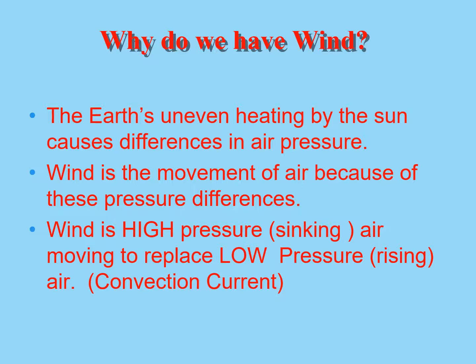So the big question is, why do we have wind? What is convection's part in the reason we have wind? Well, here goes that sentence again. The Earth's uneven heating by the sun causes differences in air pressure. Wind is the movement of air because of these pressure differences.